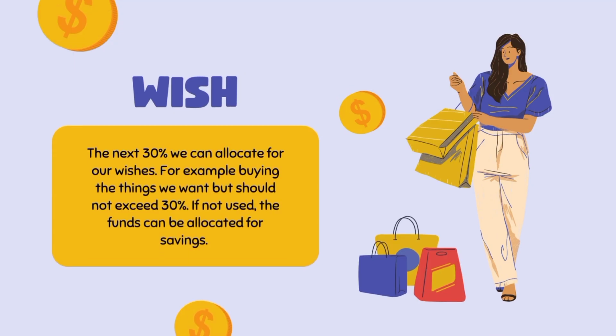Wish. The next 30% we can allocate for our wishes. For example, buying the things we want but should not exceed 30%. If not used, the funds can be allocated for savings.